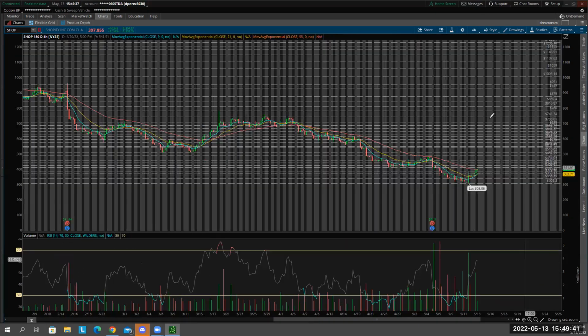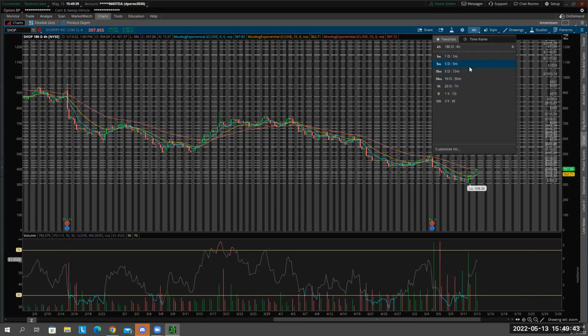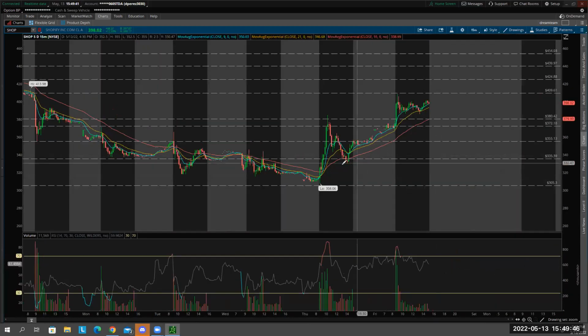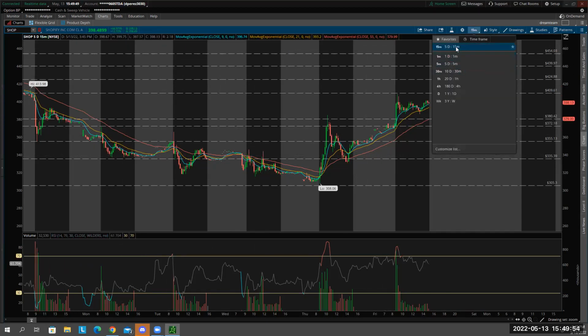I'll show you how to use my trend line. So let's go into today's analysis. We go to 15 minutes. 15 minutes is very good to use. So we can see here on the lower time frame, this is a 15-minute 5-day. This is what you'd use intraday.